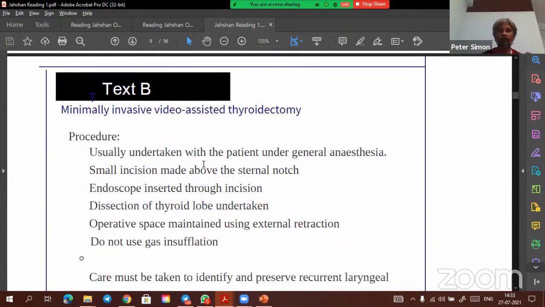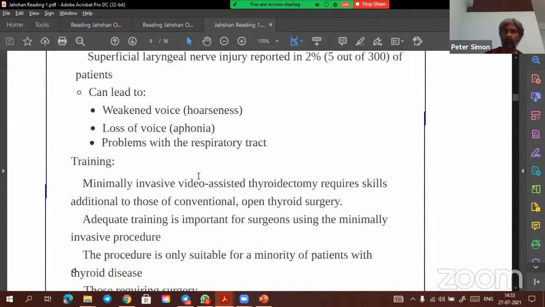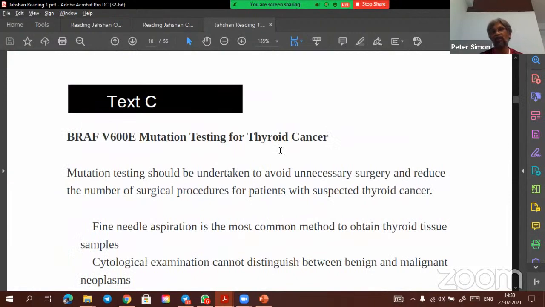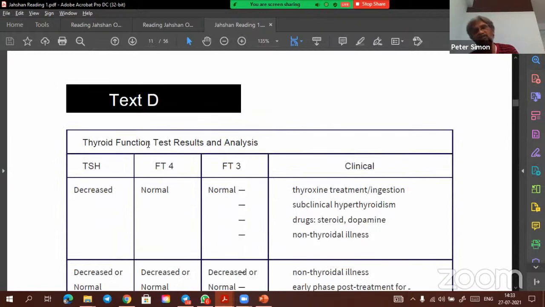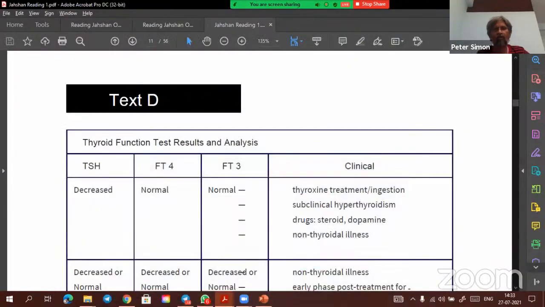Here he has given different texts, just to identify. See these things. Text C, mutation testing for thyroid cancer. Text D is thyroid function test results and analysis.